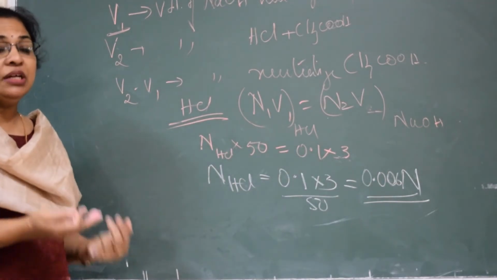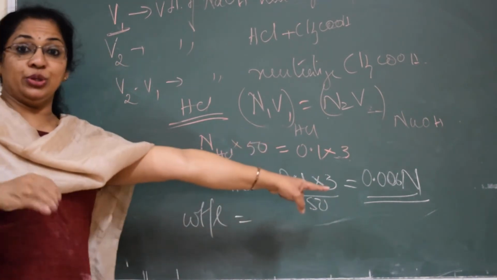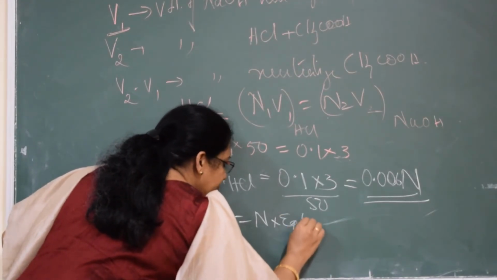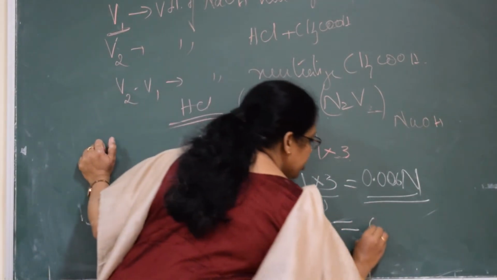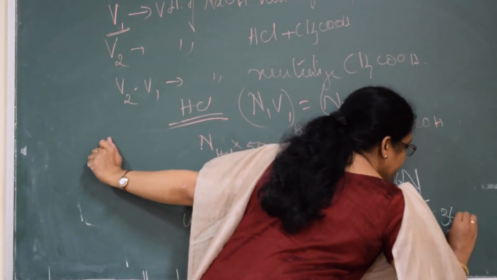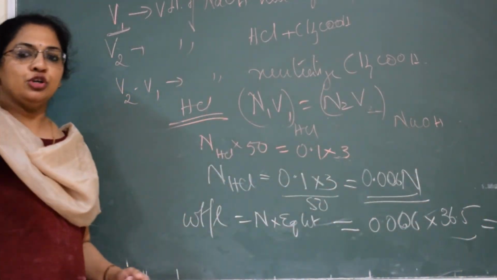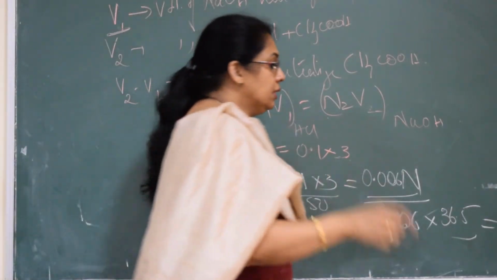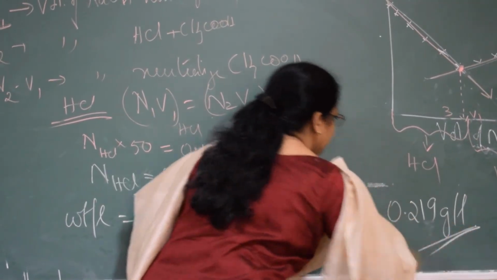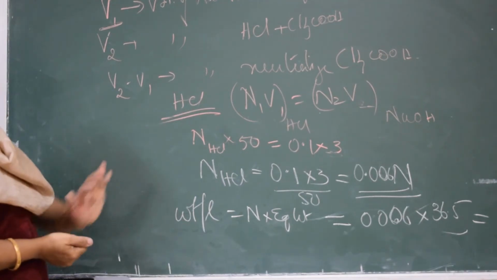Now how do you find the weight per liter of HCl? The weight per liter of HCl is equal to the normality times the equivalent weight of HCl, which gives how much amount of HCl is present per liter. It is 0.219 grams per liter. That's the amount of HCl present per liter of the solution. Clear? This is how you find it for HCl.